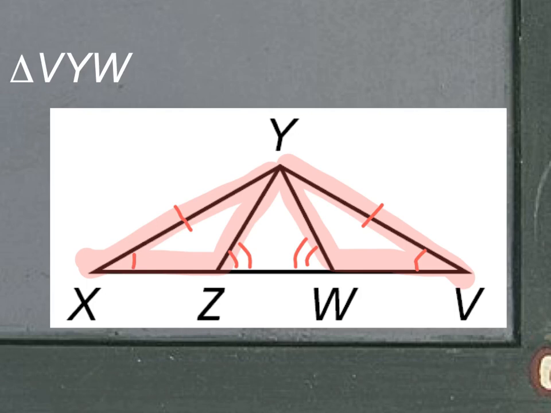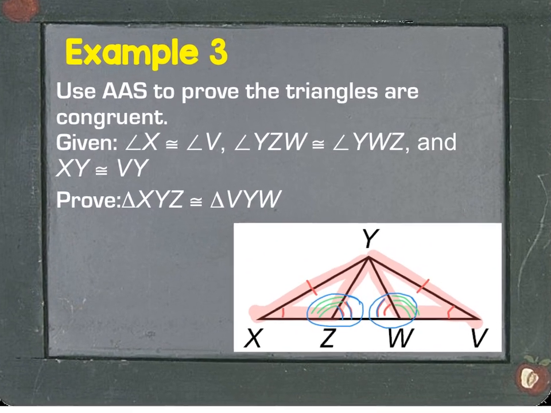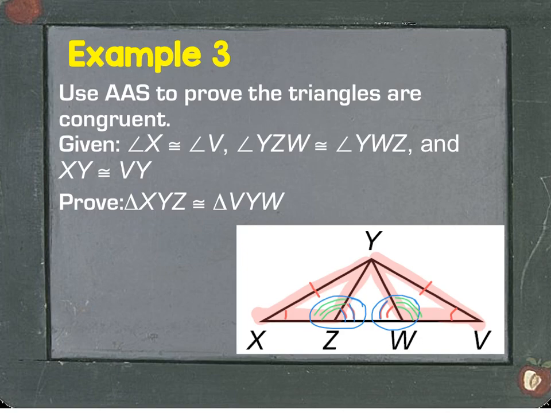Oh, because of the reflexive property. If these two angles here add up to 180, and these two angles here add up to 180, and this angle is the same as this angle, wouldn't this angle be the same as this one? Yes. So now we have a pair of angles, another pair of angles, and a pair of sides. So can we use Angle-Angle-Side to prove that these triangles are congruent? Yes.